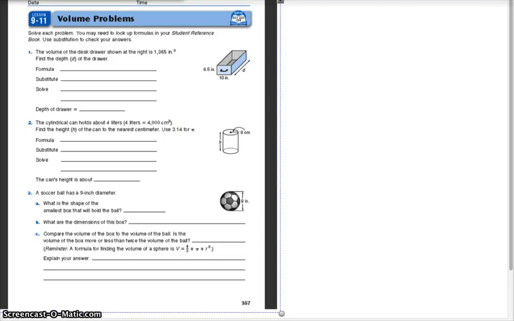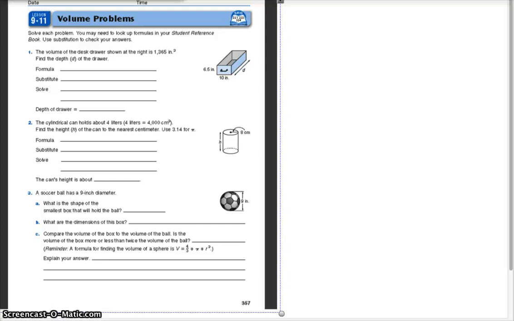So again, we're solving a problem. I'm going to do number 1, start out number 1 with you. It says, solve each problem. You may need to look up formulas in your student reference book. Use substitution to check your answers. So find the volume of the desk drawer shown at the right.